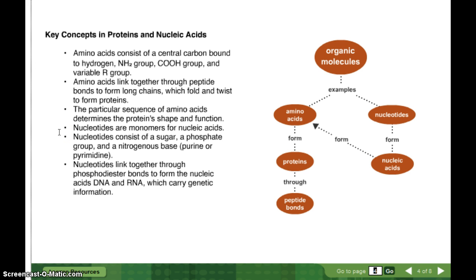Nucleotides are monomers for nucleic acids. Nucleotides consist of a sugar, a phosphate group, and a nitrogenous base, either a purine or pyrimidine. Nucleotides link together through phosphodiester bonds to form the nucleic acids DNA and RNA, which carry genetic information. So again, organic molecules, nucleotides, form nucleic acids. Amino acids form proteins through peptide bonds.